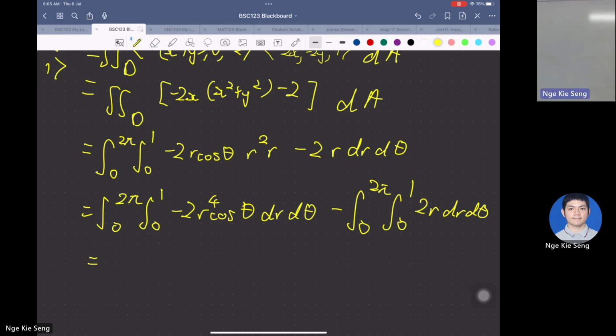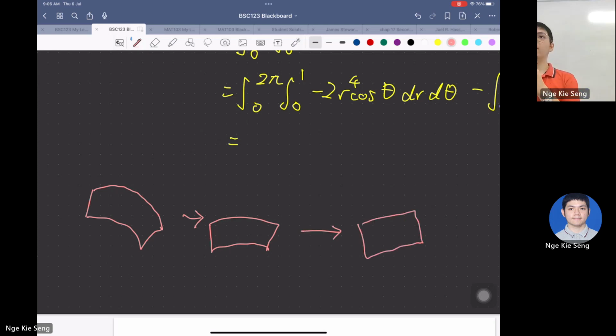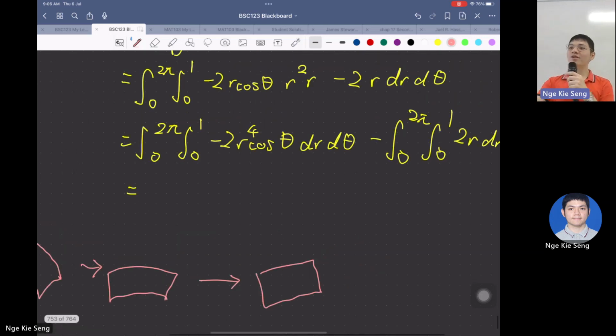One is flat in 2D, a 3D, and then flat in a rectangular manner. The picture in your mind is maybe like this, and then you make it like this. This is concept. You get a concept and then you still need to do the calculation. The calculation is just follow what I do.